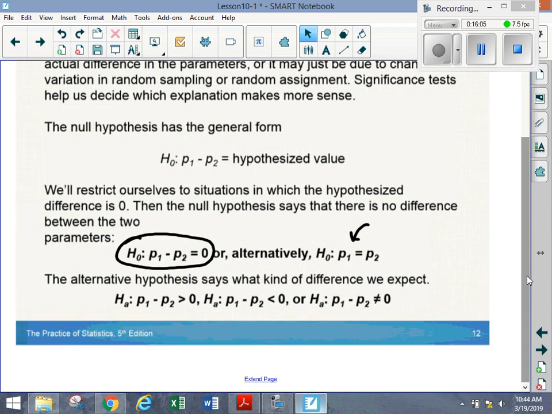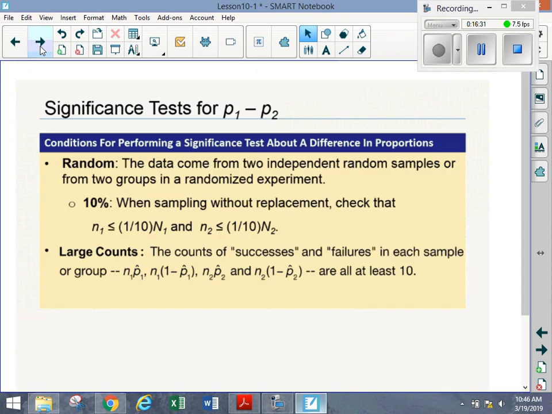And then your alternative hypothesis is going to be one of these: is the difference of the two proportions greater than 0? Is the difference of the two proportions less than 0? Or is it just not 0, right? That gives us your left-tailed, right-tailed, and two-tailed tests. The conditions are the same, exactly the same conditions as you would use for a confidence interval, which has always been true as we've been moving through this material.